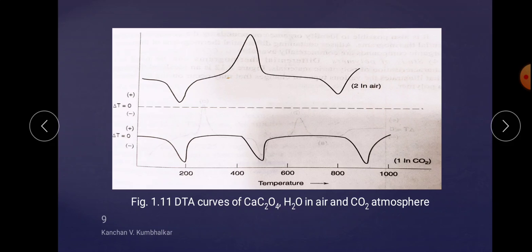So this is the basic difference, the main important factor: by altering the atmosphere, the DTA curve gets shifted or completely changed. So this is the most important factor which governs the DTA curve.